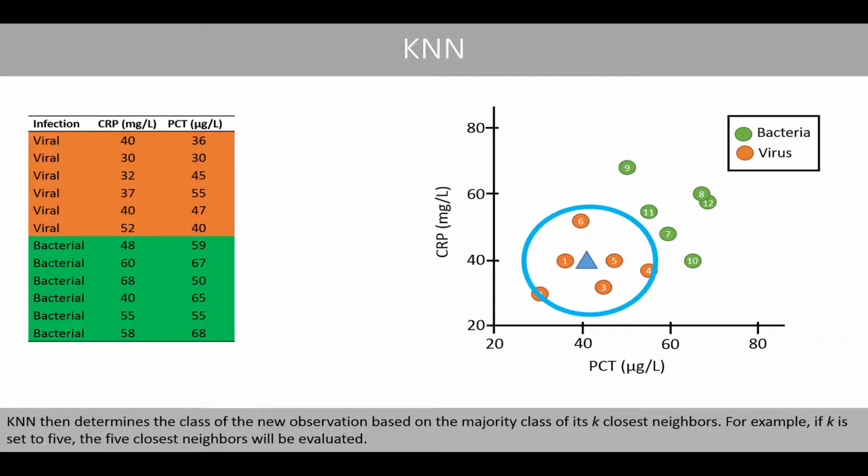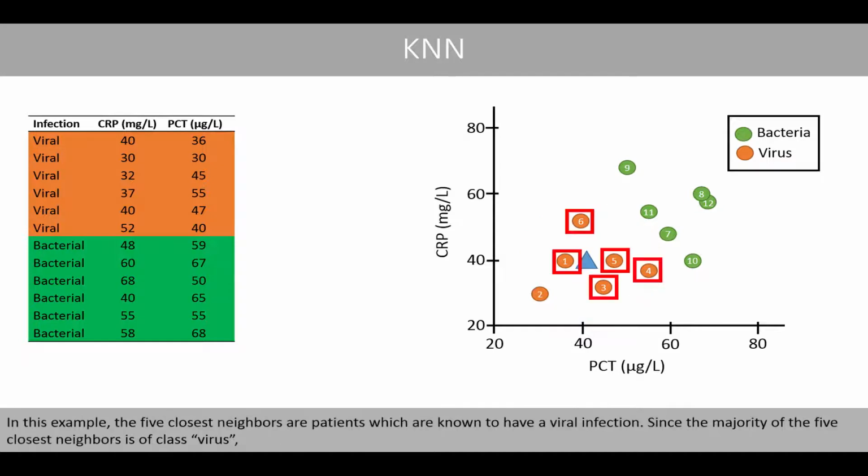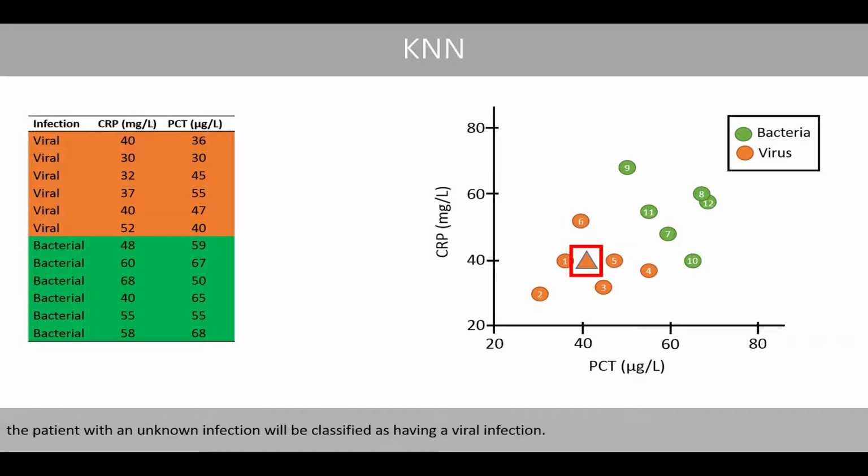KNN then determines the class of the new observation based on the majority class of the K closest neighbors. For example, if K is set to 5, the 5 closest neighbors will be evaluated. In this example, the 5 closest neighbors are patients which are known to have a viral infection. Since the majority of the 5 closest neighbors is of class virus, the patient with an unknown infection will be classified as having a viral infection.